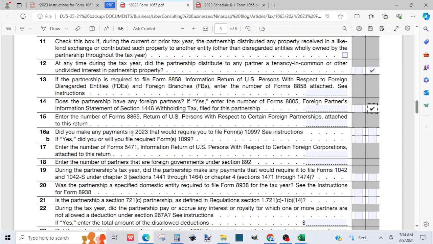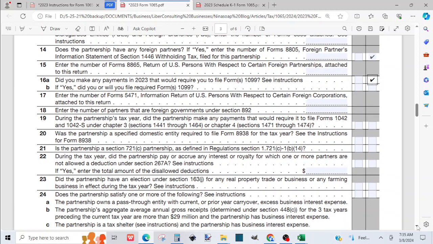Did you make any payment that will require you to file 1099? No. If the answer is yes, you click yes, and you file on time, you click yes. Enter the number of partners. No, you don't have that.